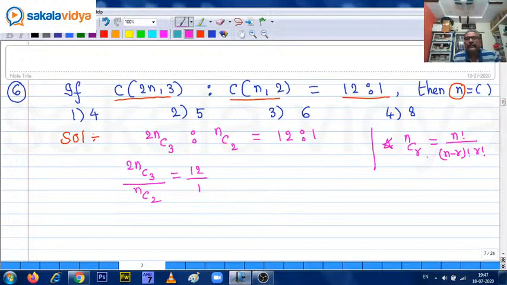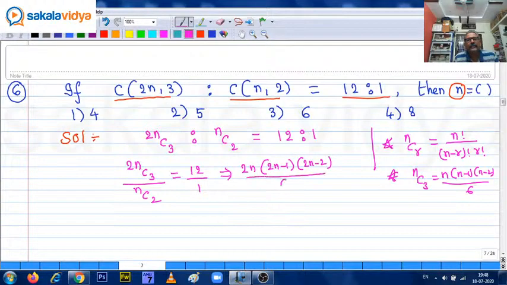Otherwise we can write this formula directly, no problem. nC3 equals n times n minus 1 times n minus 2 upon 3 factorial, which is 6. So using this formula, 2nC3 can be written as 2n times 2n minus 1 times 2n minus 2 upon 6. And nC2 means n times n minus 1 upon 2, equal to 12.